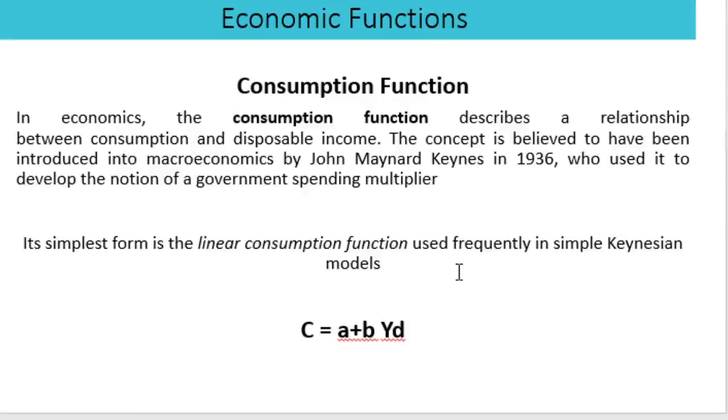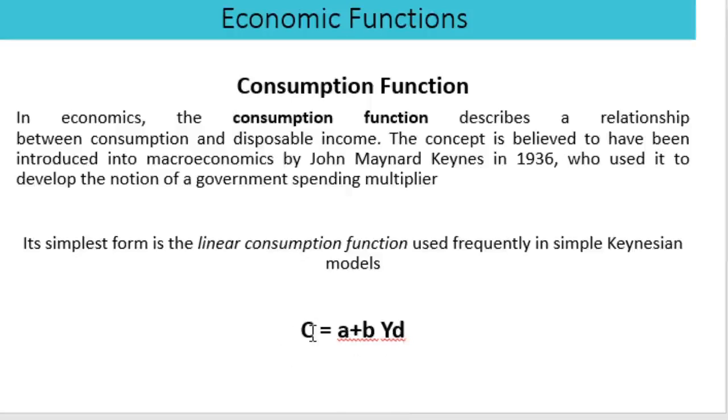A linear consumption function, or the Keynesian consumption model, can be specified as follows: C equal to A plus B YD. Here C is the consumption and YD is the disposable income. The relationship between these two variables, consumption and disposable income, is termed the consumption function.